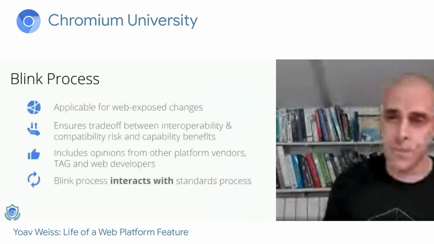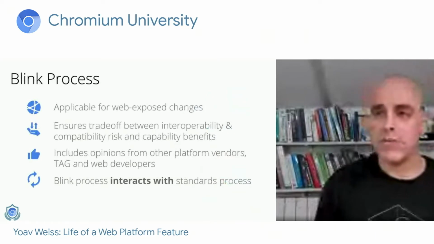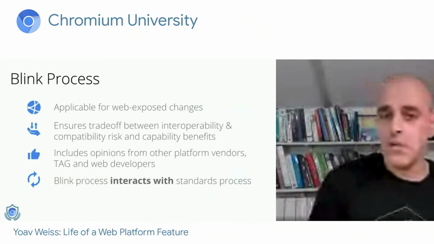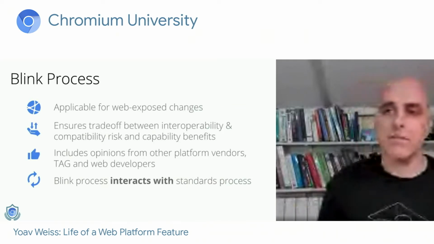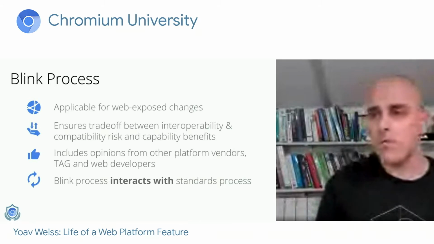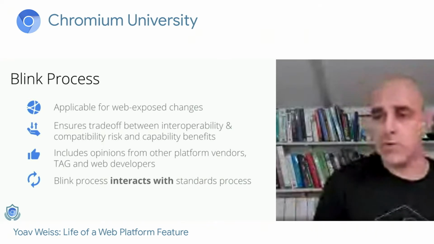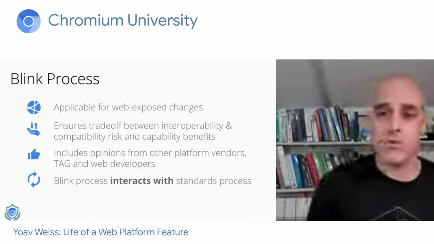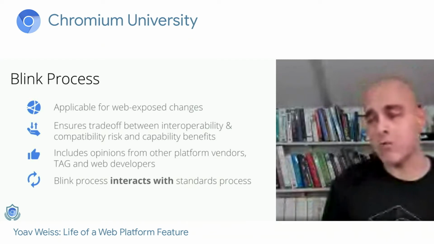The process we use in Chromium for all web exposed changes is called the Blink process or the intent process. The goal of that process is to evaluate the risks and benefits of new features, weigh in opinions from other vendors, from the W3C technical architecture group, as well as from web developers, and make a call as to whether the feature is something we think Chromium should ship by default. That process interacts with the standards process, but it is definitely not a replacement for it.